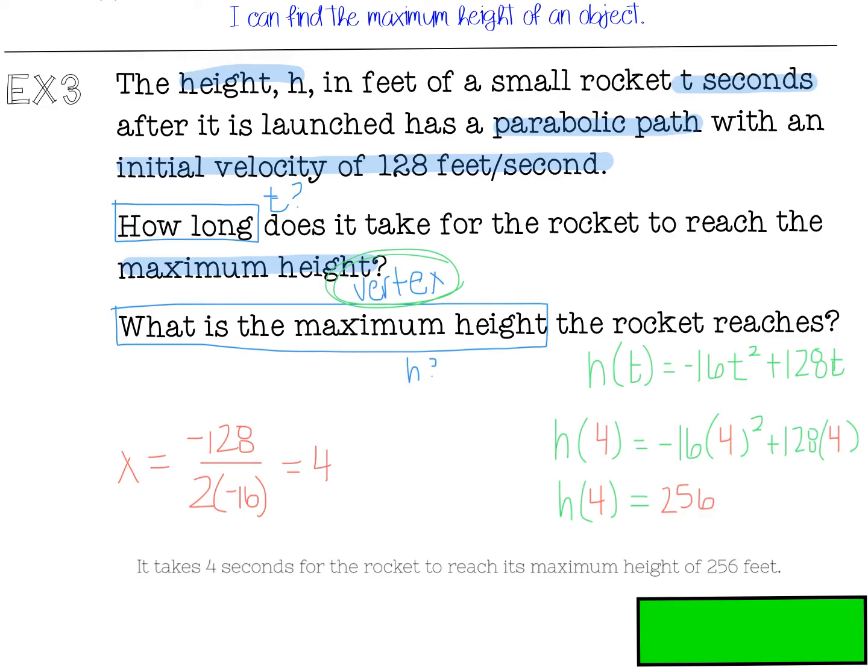So I used my knowledge of how to find the vertex from a quadratic, and so I used x equals the opposite of b over 2a, and I got 4. So then that answered the question, how long? So it takes 4 seconds for the rocket to get to its maximum height. And then what is the maximum height? So I took that 4 and I plugged it into the function, and I got 256. So it takes 4 seconds for the rocket to reach its maximum height of 256 feet.